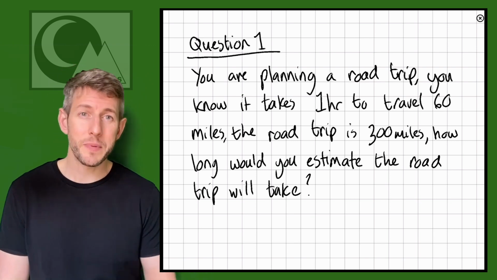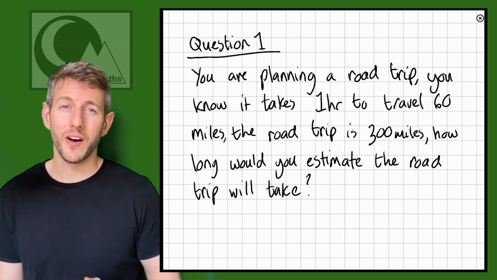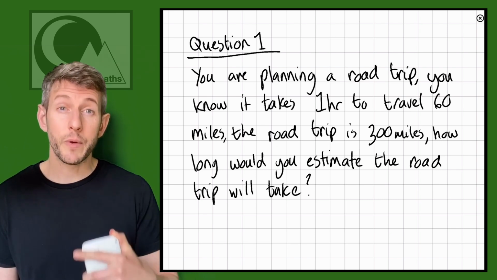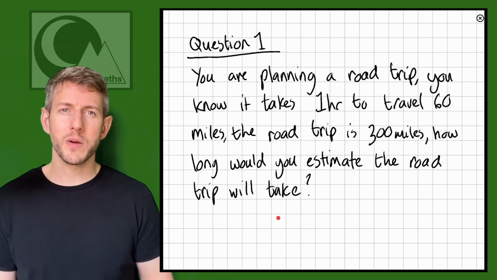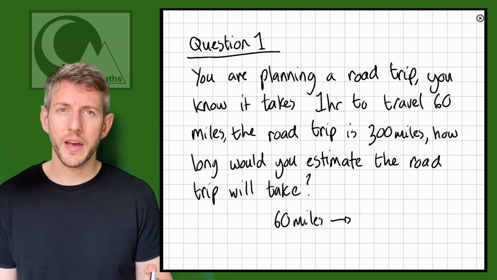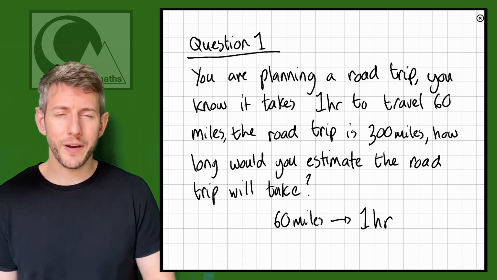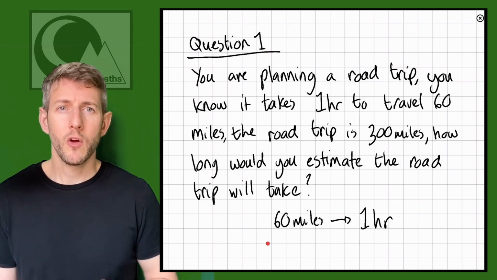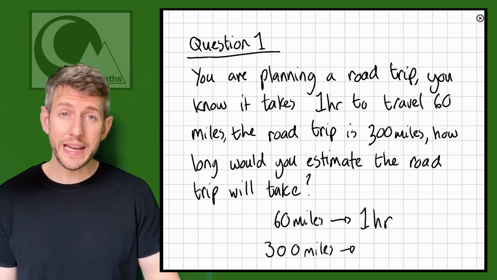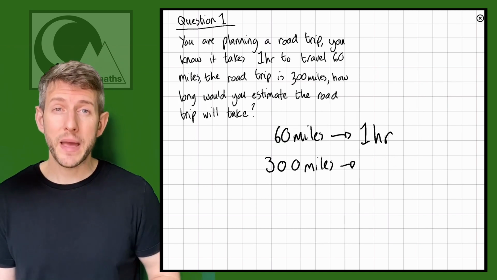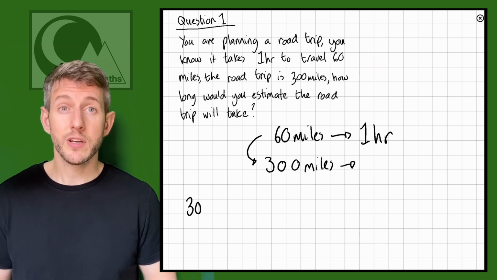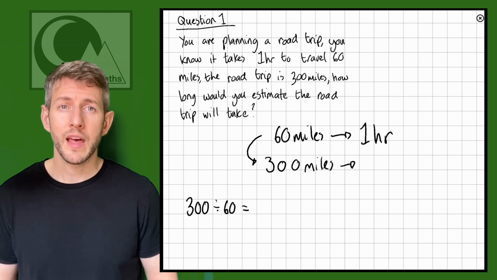So this is a bit different because we're not going from 1 this time. We're going from 60 miles, and we're trying to get up to 300 miles. So I'm going to write this down. 60 miles equals 1 hour. Okay. Now, underneath it, I'm going to write 300 miles. What I need to work out is how many lots of 60 make up 300. So I need to do 300 divided by 60 and see what that gives me.